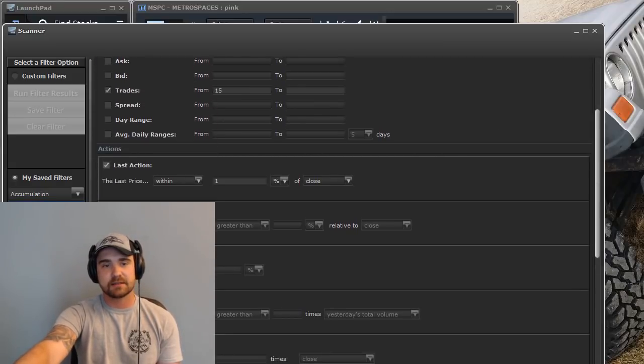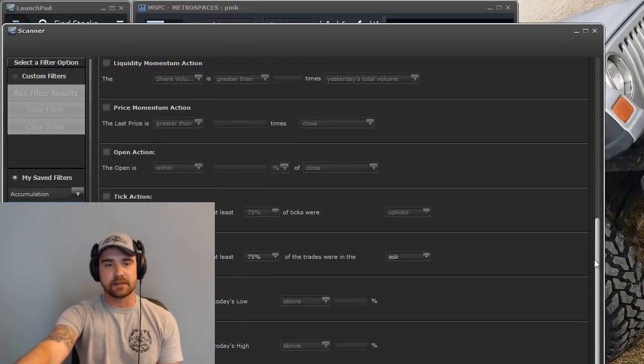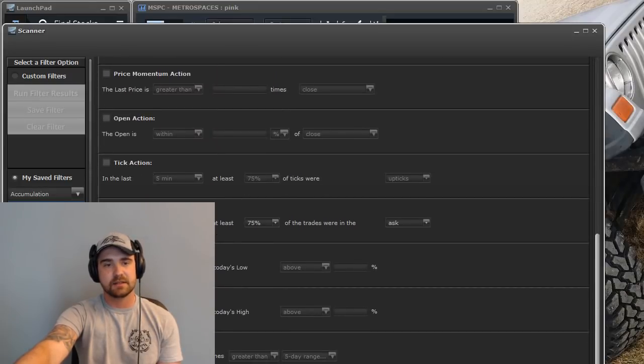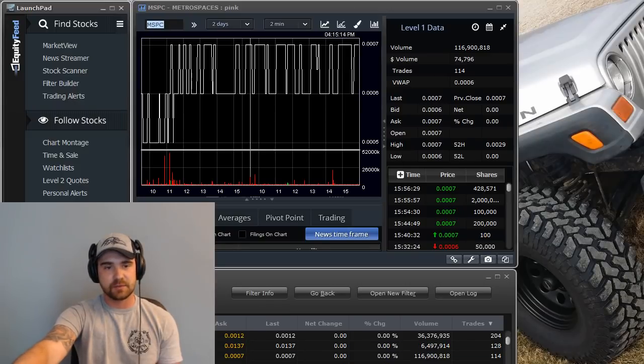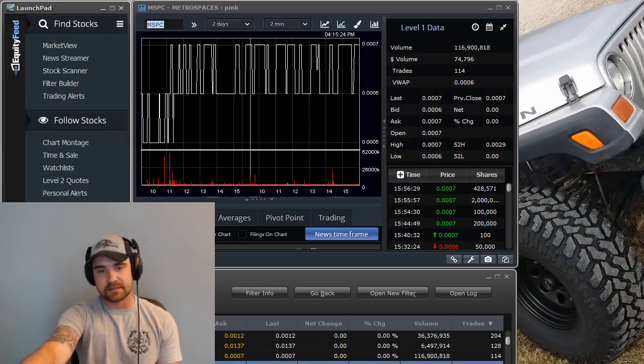Last action price within 1% of the close, so the previous day's close. And the bid-ask action in the last 5 minutes is at least 75% of the trades were at the ask. Okay, so just to show you there's proof in the pudding, this is the accumulation filter that I have, and here it is. Boom, MSPC is right here. It's number 3, 114 trades, and it maintained that level of accumulation right within that 6-7 range all day long.